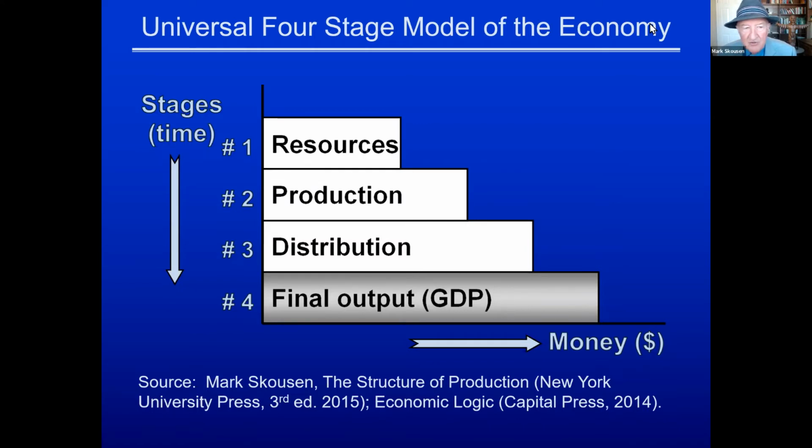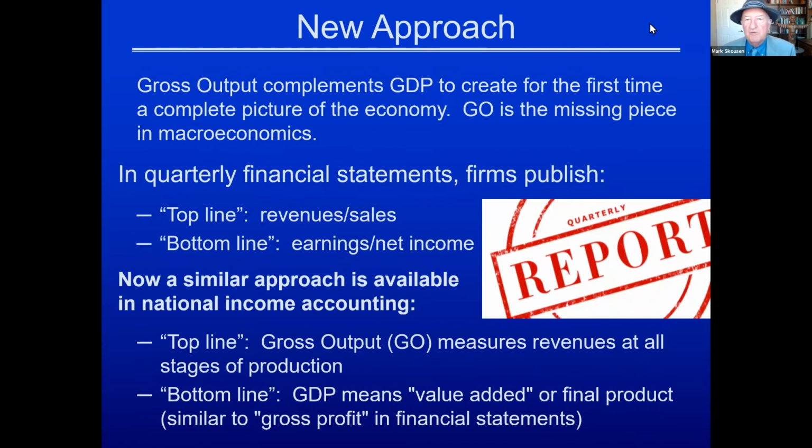So let us not ignore the spending patterns in the stages of production in number 1, 2, and 3. And that's what GO does. GO actually measures 1, 2, 3, and 4 all together. So gross output is a more complete measure of the economy. It measures all stages of production, all 4 stages, not just the 4th stage. So it's what I call the missing piece in macroeconomics, and it's a pretty substantial missing piece. It's bigger than the previous macro GDP statistic before.